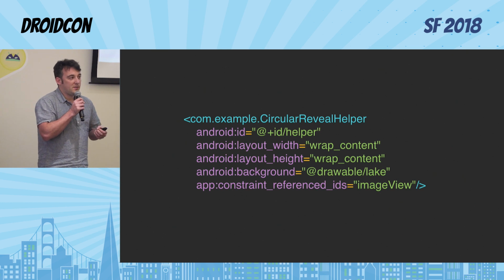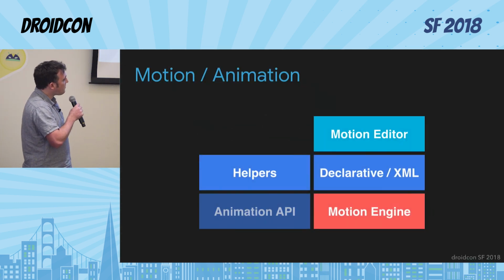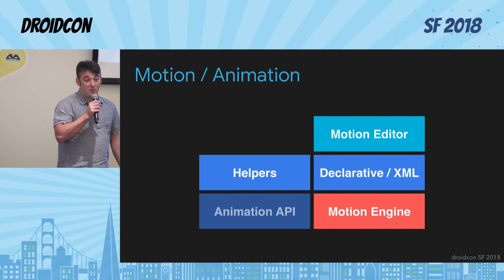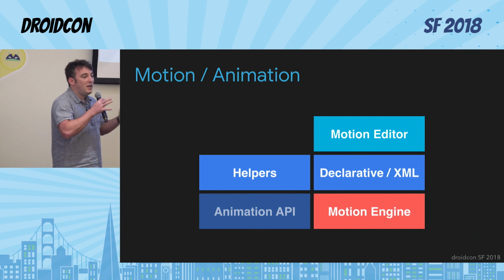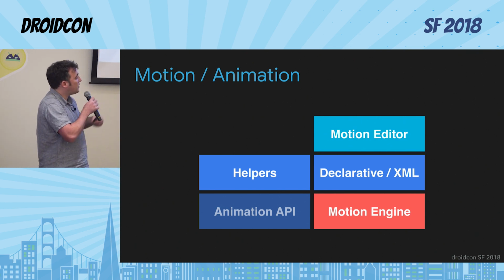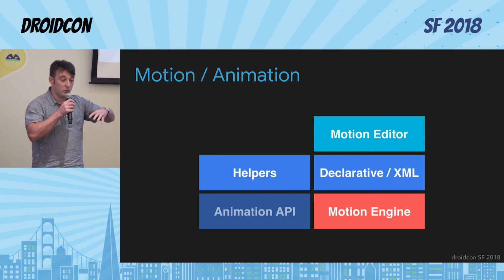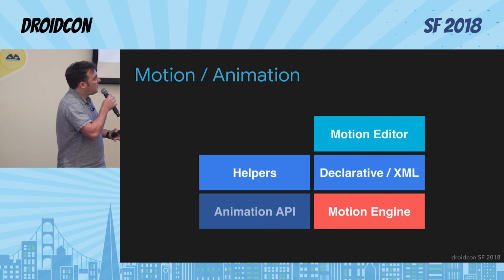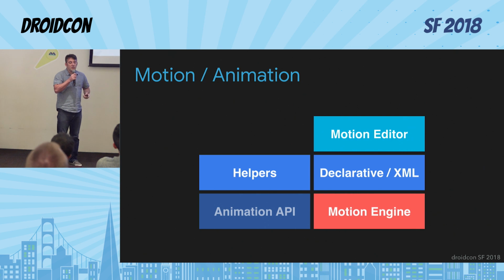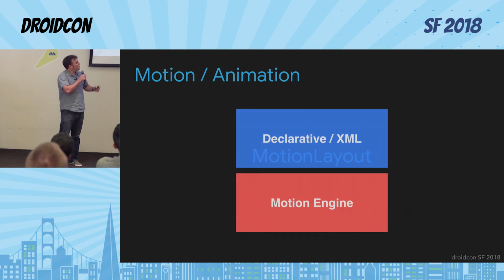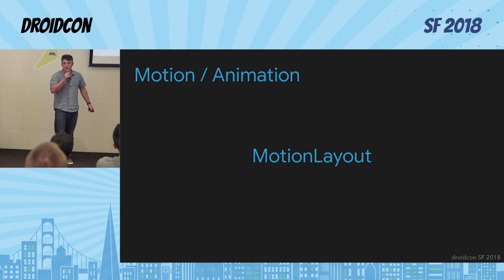So you can think about helpers as a tool in your toolbox to basically take a bunch of behavior, animation in that case, and reuse them easily. So that's, broadly speaking, our plan as the Android Studio and Android team on what to do to help you with motion. We've got the helpers on one end that sit on top of the current very powerful animation API. We've got the motion editor working on this declarative XML and with this motion engine. So if we look back a little closer at the motion engine, that's what we call MotionLayout.